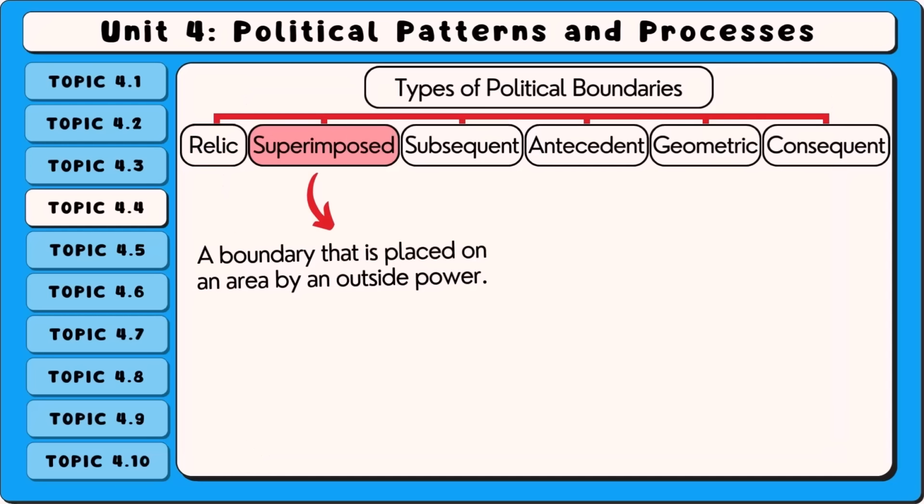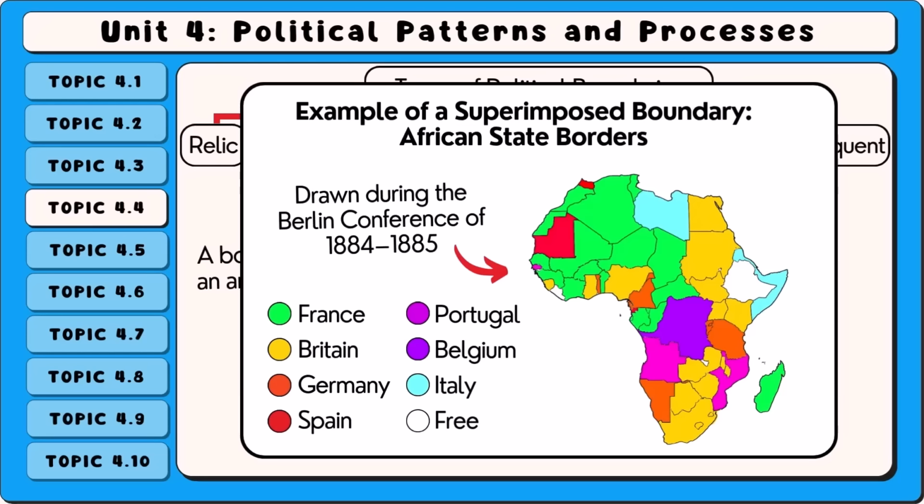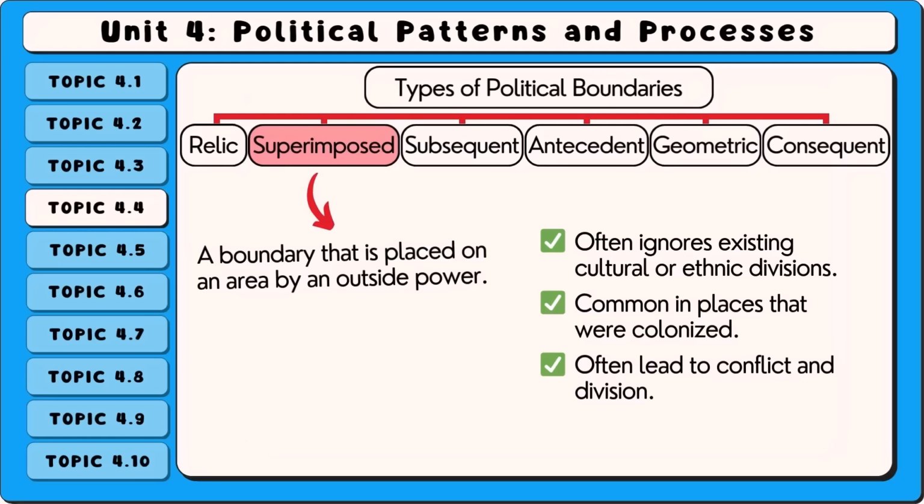A superimposed boundary is a boundary that is placed on an area by an outside power, often ignoring existing cultural or ethnic divisions. These boundaries are common in places that were colonized. For example, the boundaries of many African countries were drawn by European powers during the Berlin Conference of 1884 to 1885, without considering tribal or linguistic groups. These artificial borders have led to lasting conflict and division.